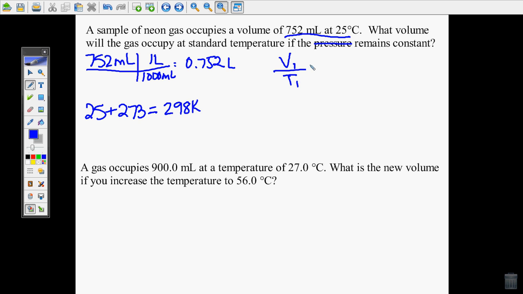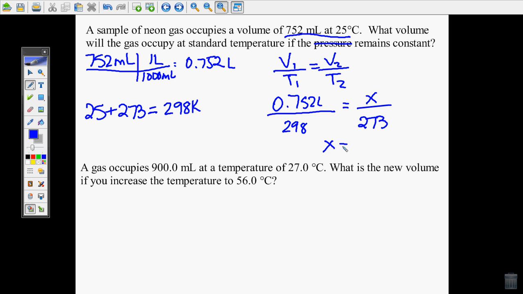All right, then we're going to plug it into our equation. V1 over T1 equals V2 over T2. So our first volume was 0.752 liters at 298. And then we don't know our second volume at standard temperature, which is 273. All right, a little bit of algebra, and we get 0.689 liters.